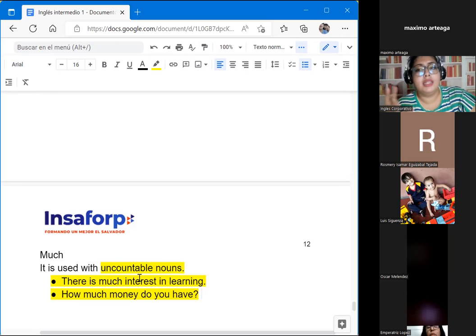And in that case, it's a countable noun, because you are going to say, oh, I have 10 coins, or I have 20 coins. But when you are talking about money, you can say, oh, I have $20, $100, and it is not talking about the amount of paper or coins that you have. In that case, it's the amount of money. So in this case, it's an uncountable noun.